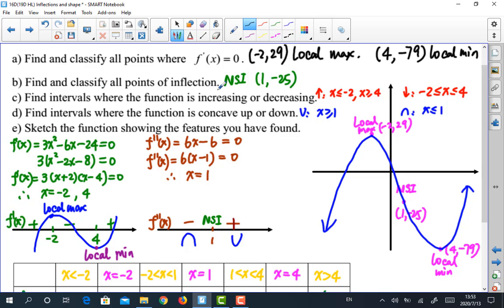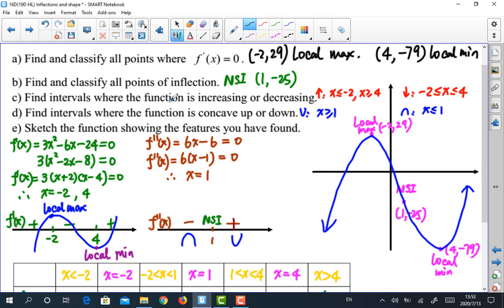Then all points of inflection. We don't have a stationary inflection for this question, but we do have a non-stationary inflection, a regular point of inflection. This one is 1, negative 25.